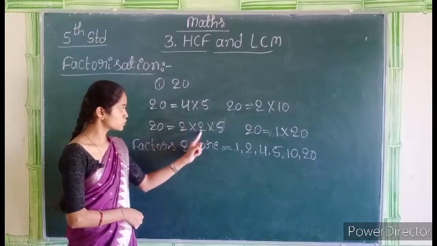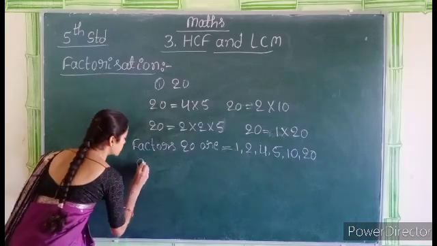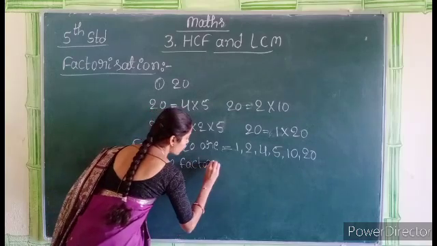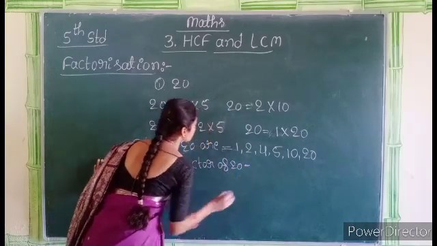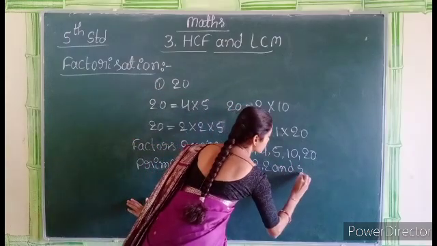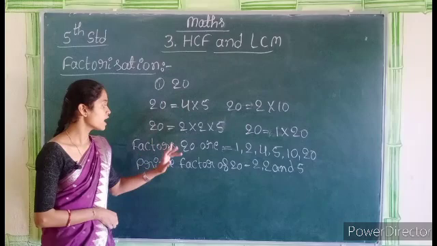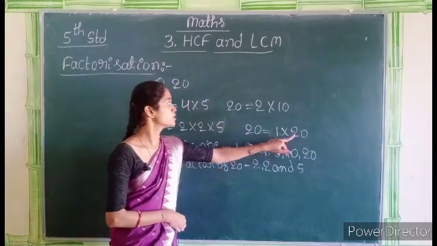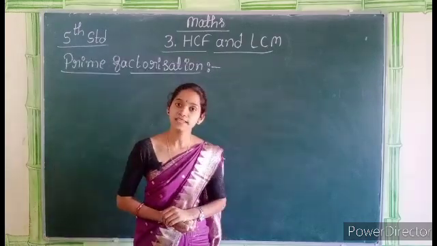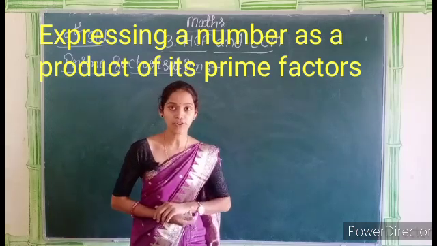And these 2 and 5 are the prime factors of 20. What are the prime factors of 20? Prime factors of 20 are 2, then 2 and 5. 2 and 5 are the prime factors of 20, and the factors of 20 are 1, 20, 2, 10, 4 and 5. Okay. Prime factorization means expressing a number as a product of its prime factors.